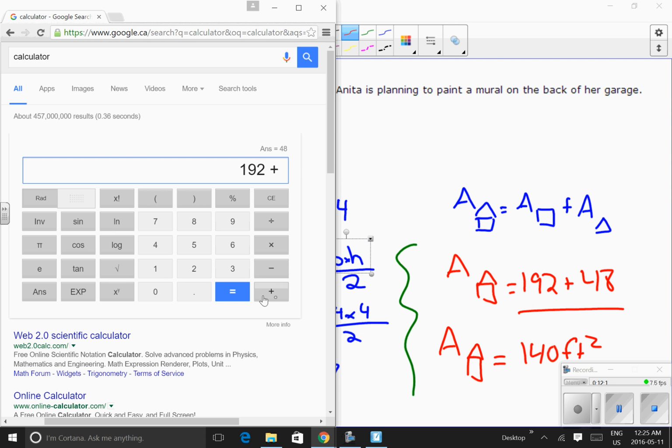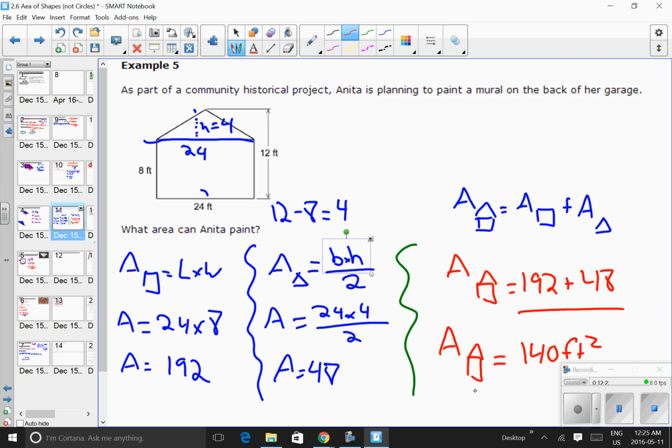Here, if you don't trust me, I'll punch that into my calculator just to double check. 192 plus 48 gives me a major screw up on my part. Of course, my number couldn't get smaller. Still the mental math. 240 feet squared. Silly mistake on my part. That's why we check our work.